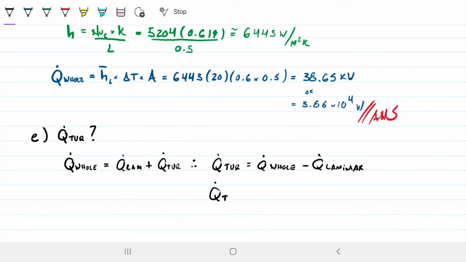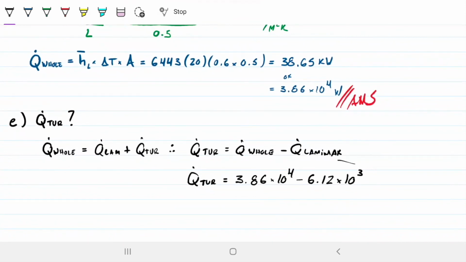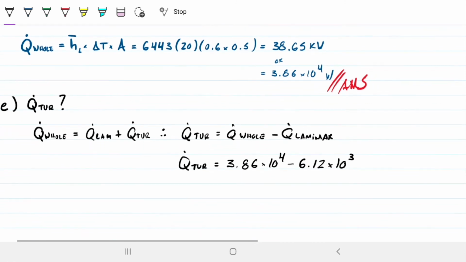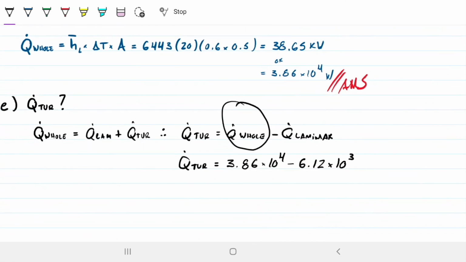So this is 3.86 times 10 to the 4th, as we just saw, in watts, minus what we found, 6.12 times 10 to the 3rd for the laminar one. And obviously, if the laminar happens to be greater than the whole, then you did something incorrect. You have to go back and see what you did wrong, right? If there's no turbulent whatsoever, obviously it's going to be exactly the same, but it cannot be smaller than just the laminar portion. So this tells me that the energy of the turbulent part is 3.25 times 10 to the 4th, and that is in watts.